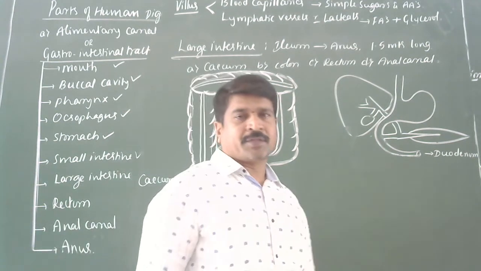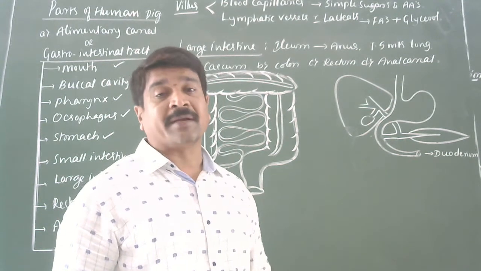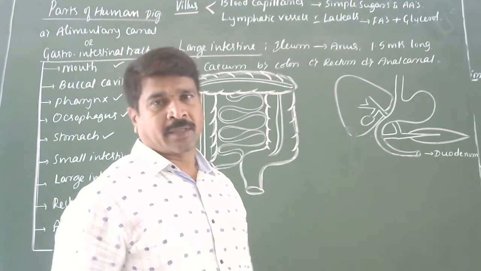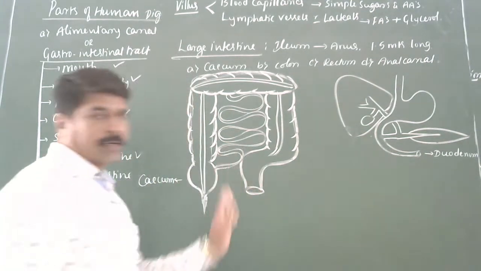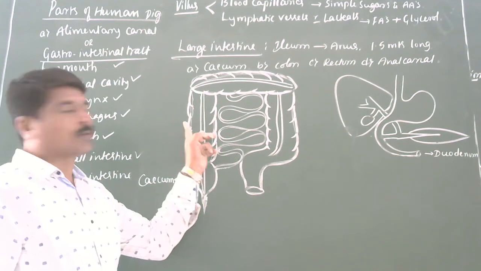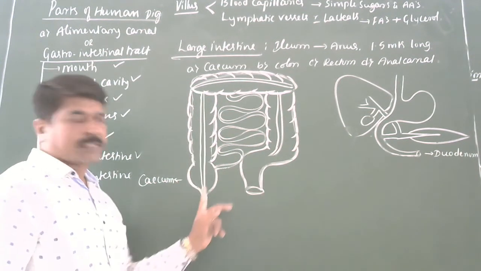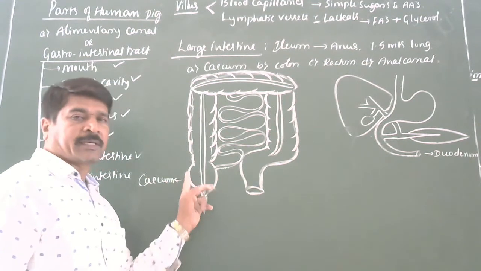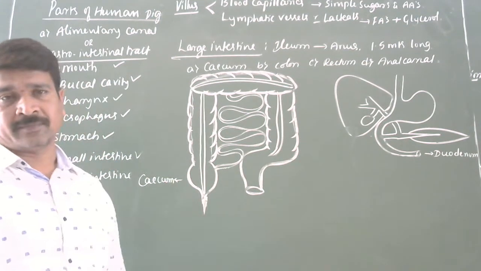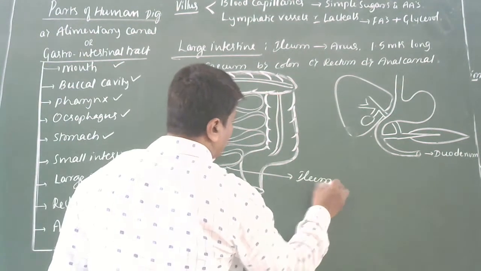Then the jejunum is 2.5 meters long and the ileum is 3.5 meters long. That you should remember. Now let us come to the large intestine, which is divided into cecum, colon, rectum, and anal canal. Look at the board. This is called the cecum.